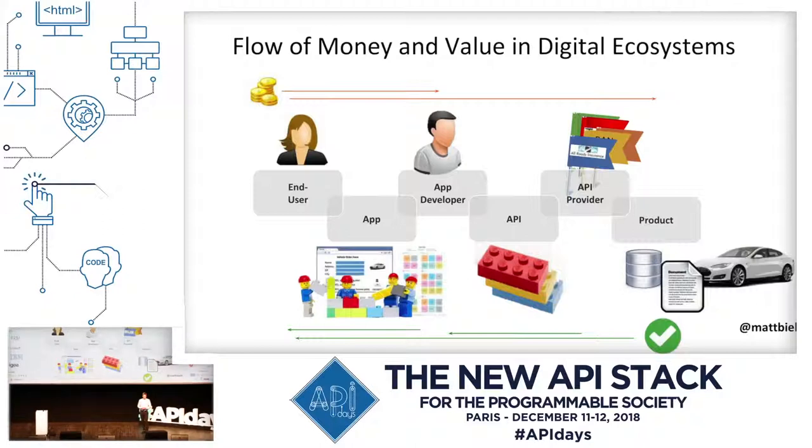Money, on the other hand, is flowing in the other direction, right? It's flowing from the end user to the traditional product company that sells the car, that sells the insurance. And that's probably the biggest part of it. And then there is also some money flow from the end user to the app developer. Probably the app developer finds a way to monetize this new user experience.